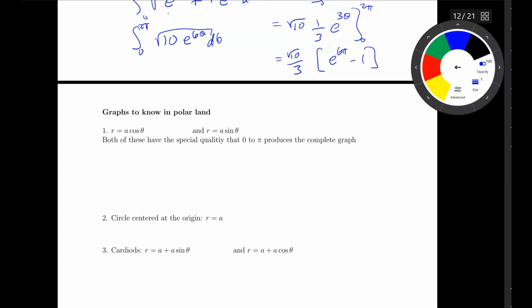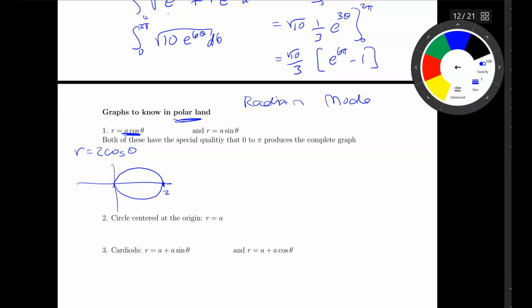All right. So here are some graphs that we're going to have to get to know. You can use your calculator, but I want you to have an idea of what's going to come up. Remember, anytime you're doing calculus, you must have your calculator in radian mode. If you don't have your calculator in radian mode, you won't get the right graphs. Okay, so if you have r equal a cosine theta, let's look at r equal 2 cosine theta. The graph of this will look like this, where it goes out to 2. So when angle 0 is plugged in, I get 2. When angle pi over 2 is plugged in, I get 0, right?